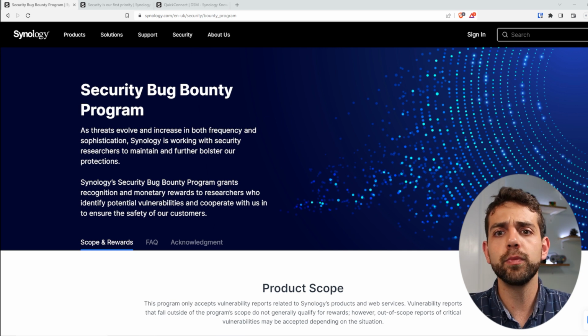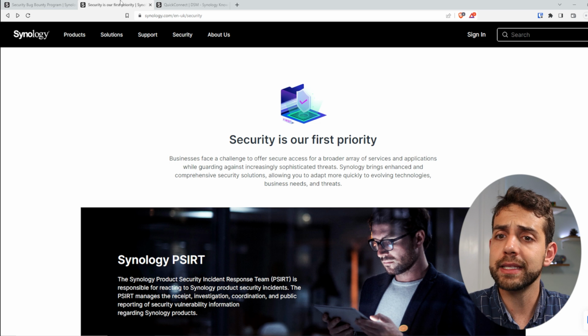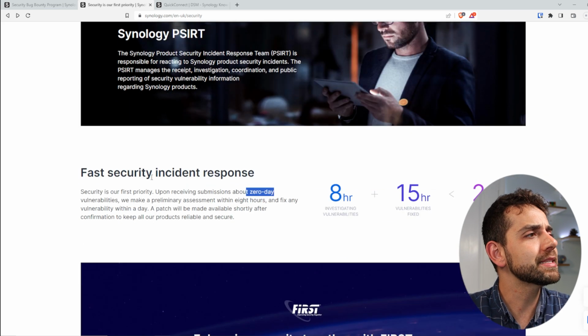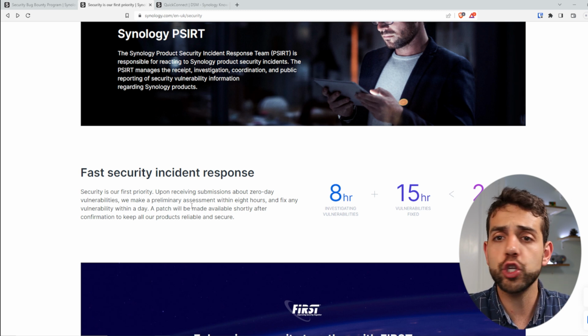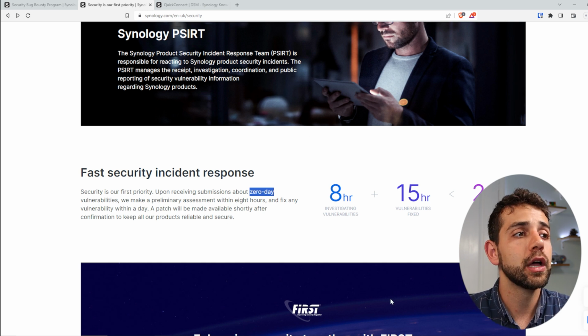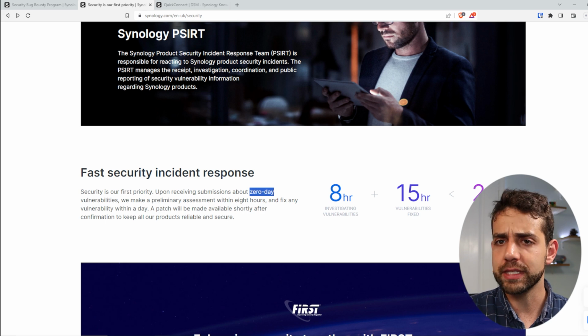And this one is really good because it shows how much focus they have. Also, the policy that they have is that security is our first priority. What it means is that if they discover any issue related to a zero-day, they will try to patch it or investigate it within 8 hours, try to fix the vulnerability, and within up to 24 hours they will finish it.